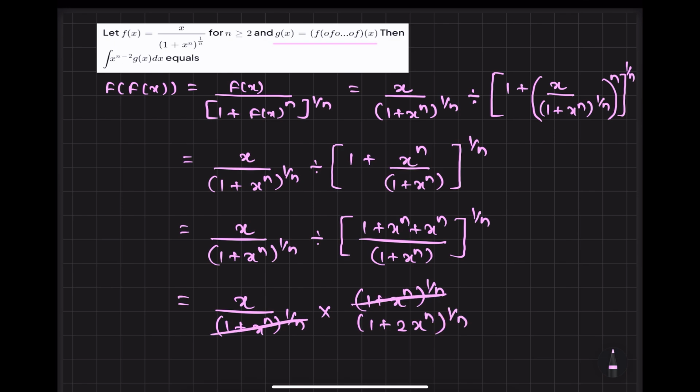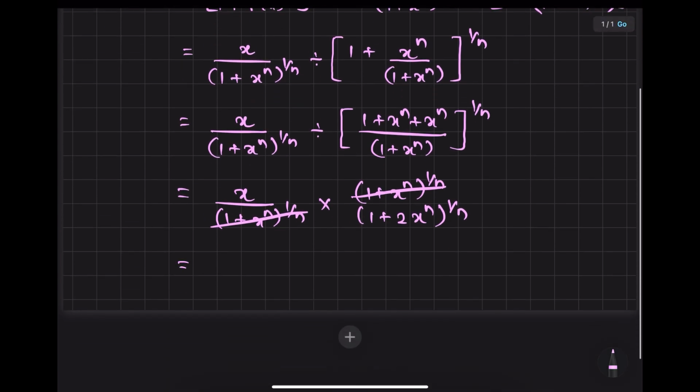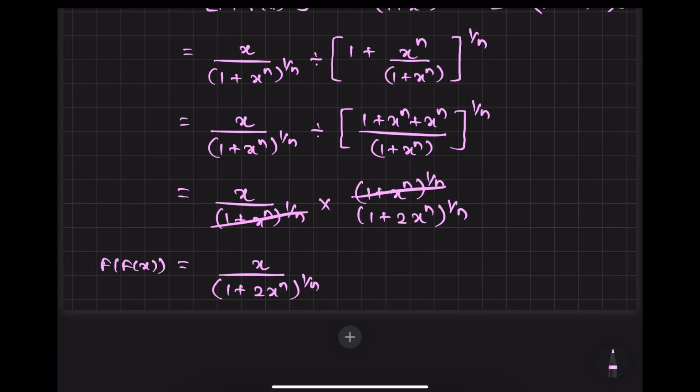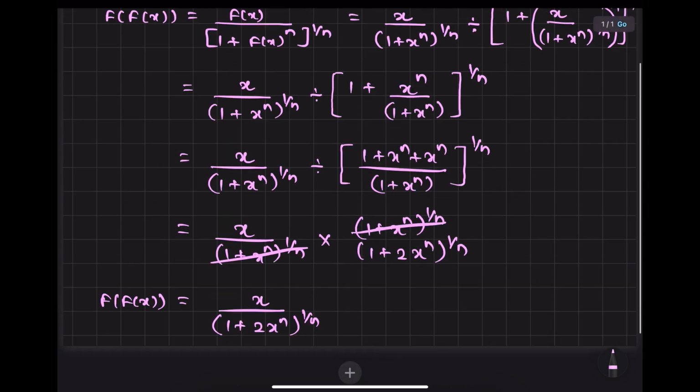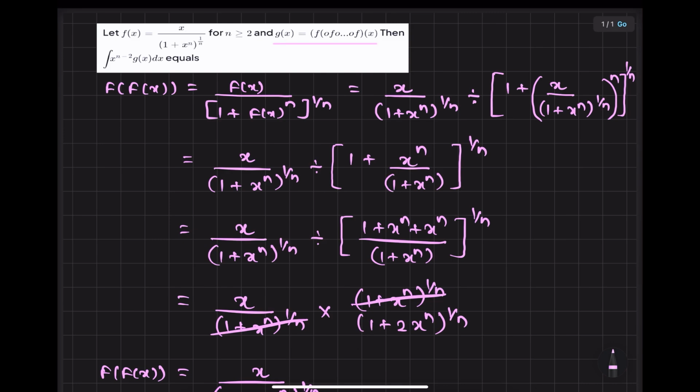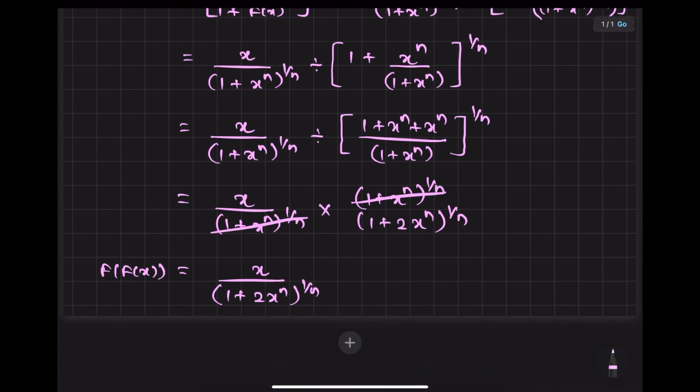Now look at this. By playing fruit ninja you can neutralize this, and we will be left with x by (1 plus 2x power n) to the power 1 by n. This is your f of f of x. Okay, I hope till this part you are comfortable. Now look at this. They have given you f of x, and you have calculated f of f of x.